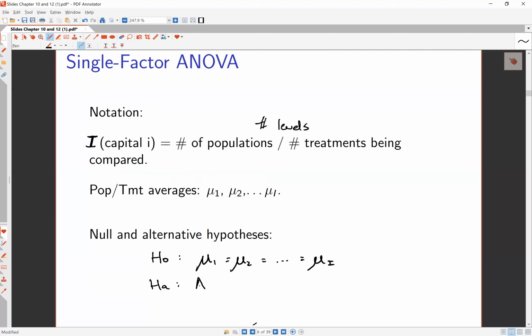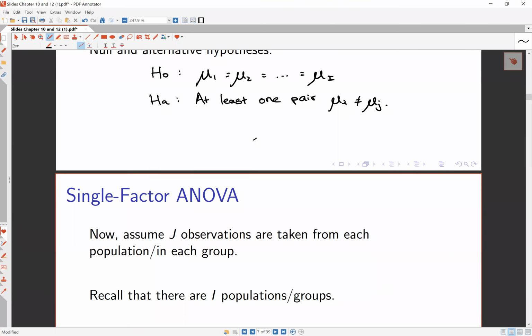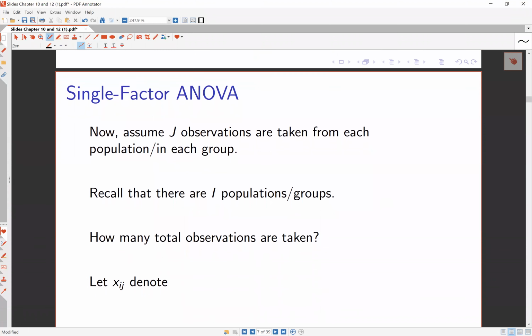So what we are saying under the alternative is that there is at least one pair, mu sub i not equal to mu sub j. So under the alternative, it's not necessary that all the populations have different means, only that you can find at least 2 populations that differ from one another. So this is the context in which we want to develop a testing procedure.